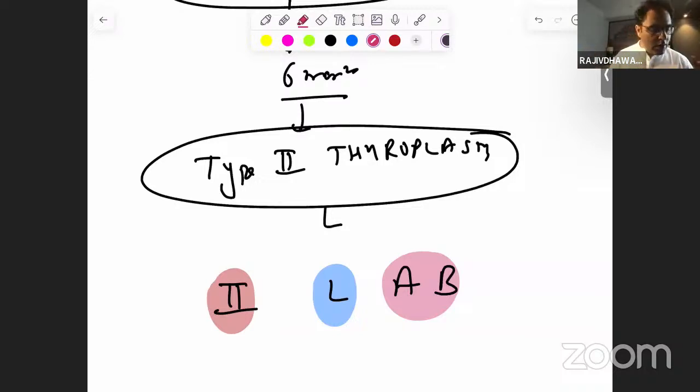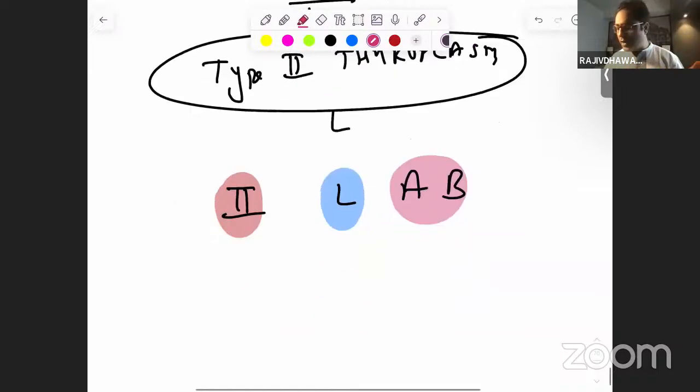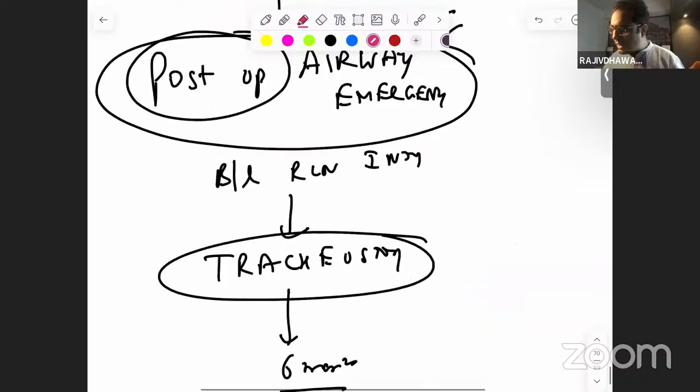So let me tell you one golden question, beta. The golden question is, if after thyroid surgery, breathing becomes difficult right after surgery, it's a case of bilateral RLN injury, beta.